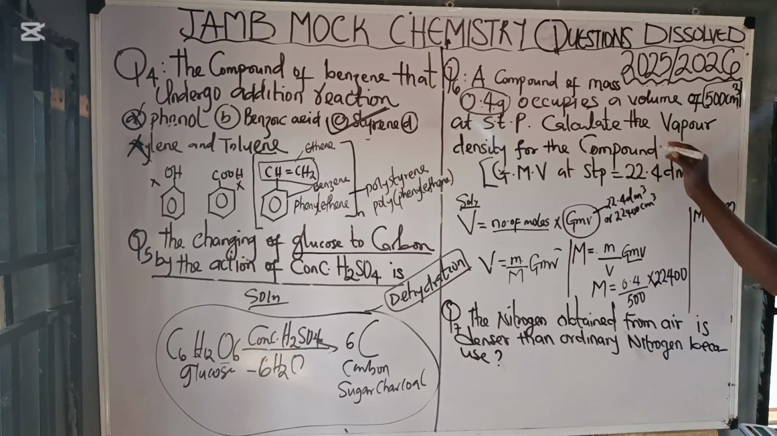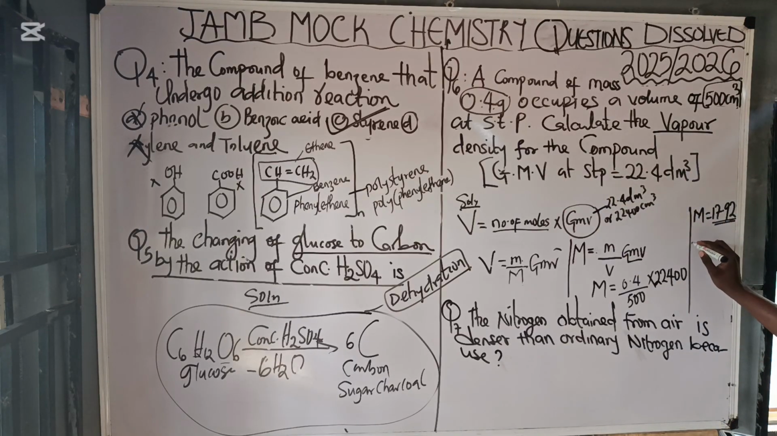So how do you get your vapor density? Don't forget that the molar mass of a gas is equal to 2 times your vapor density. So if I'm looking for vapor density, it is molar mass over 2. So let's do the vapor density by simply saying 17.92 divided by 2. That will give us 8.96 gram per cm cube. Okay, so this is the what? Vapor density for the gas.